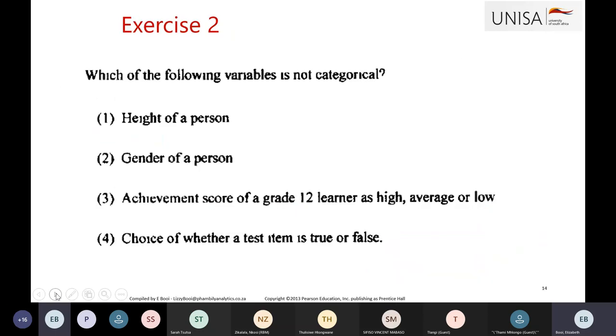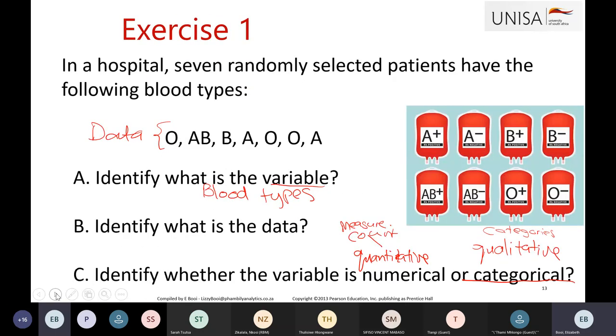So if I do it as a summary table, I will create a table like that, and I will put my categories, which are my blood types there, and then I will have my count or frequency, and I will say O, A, B, and AB. How many O's? I will just count 1, 2, 3, and that is 3. How many A's? 1, 2, that's 2. How many B's? There is 1. And how many AB? There is 1. And that is my count of frequency. And that is a summary table.